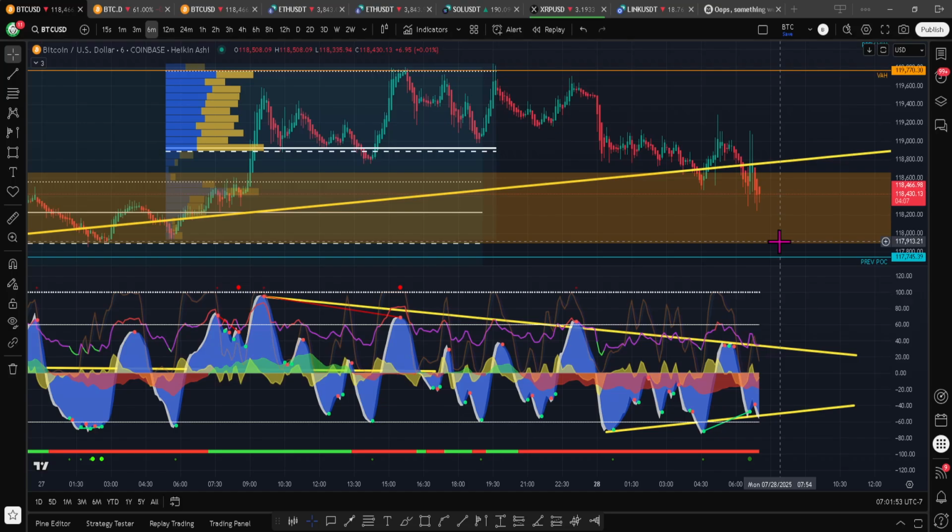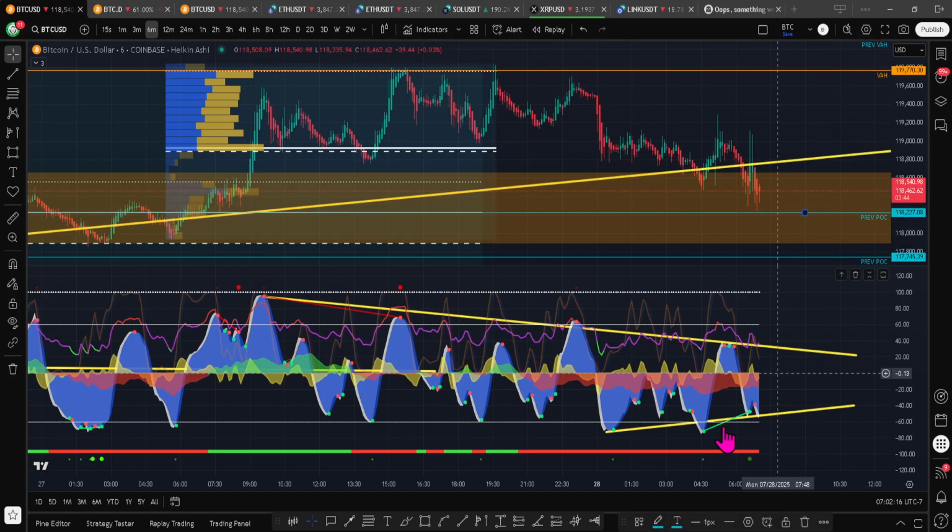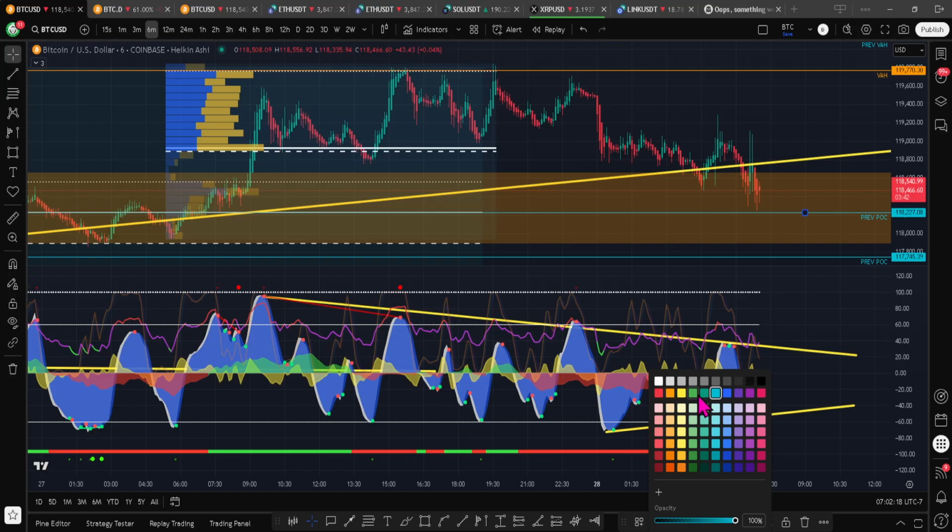So while we entered in a short here with the anticipation of coming back to, so we did hit the level. No way. All right. So we hit that level at 118,200 while we were talking. So what we're going to anticipate is we're going to draw this out. What I like to do is change the color.